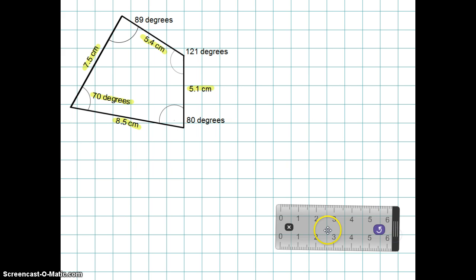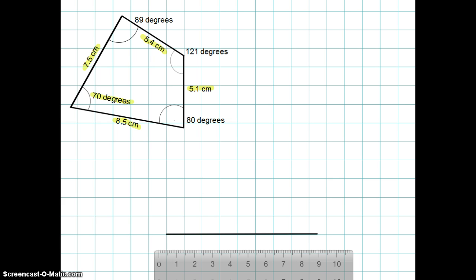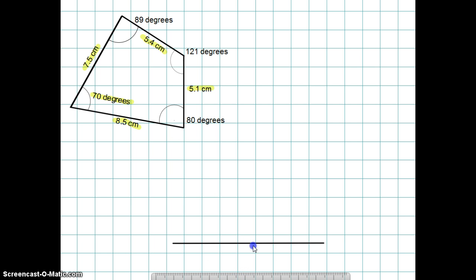So like I was saying, I'm going to draw a line that is 8.5 centimeters long because I'm going to start drawing my quadrilateral from that side there. So I got my ruler set, and I'm going to draw a line that is 8.5 centimeters long. So, there we go. Now we have a side that is corresponding with that side. Now actually, before I move on, I might just move that line down there, just in case I run out of space later.